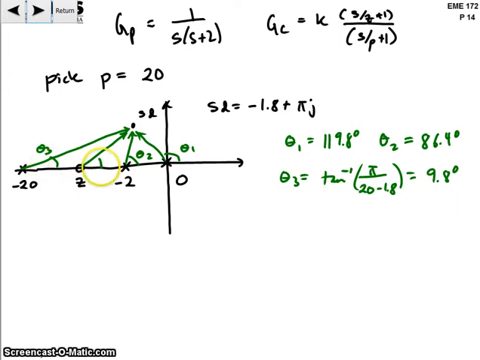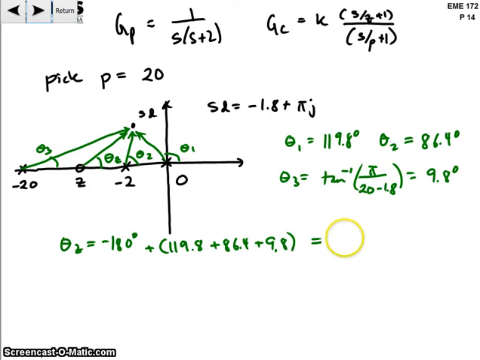So I'm going to have a little bit more phase angle from the zero, meaning that the zero is going to have to be a little bit closer to the origin in order to give me a little bit more phase lead here. So here's the theta from the zero. Okay. So theta from the zero is equal to 180 degrees minus (180 degrees plus 119.8 plus 86.4 plus 9.8 degrees). And so I get 35.8 degrees.